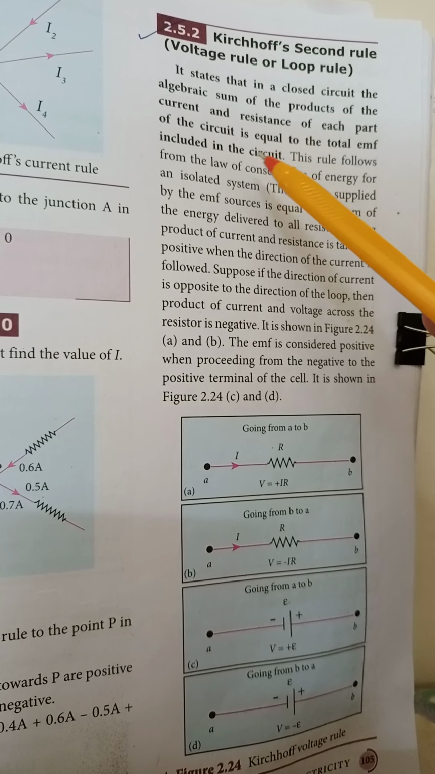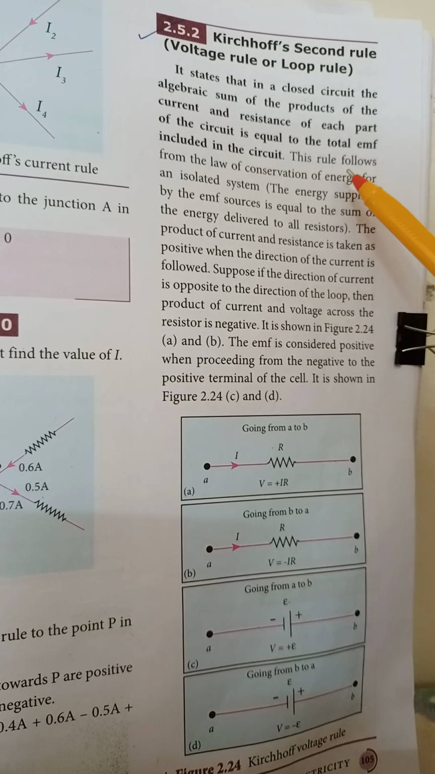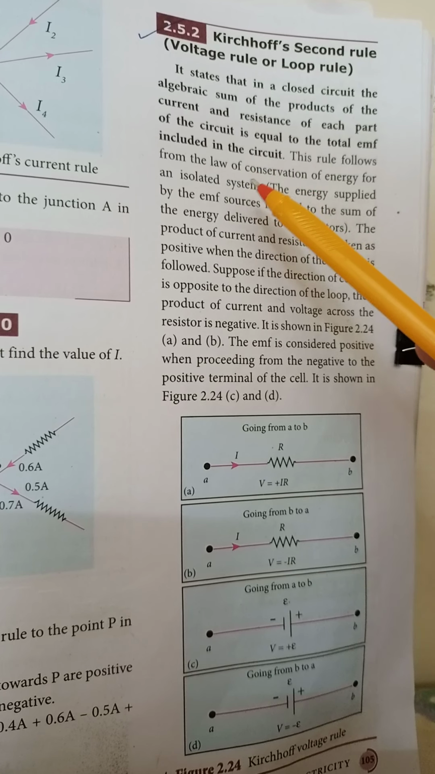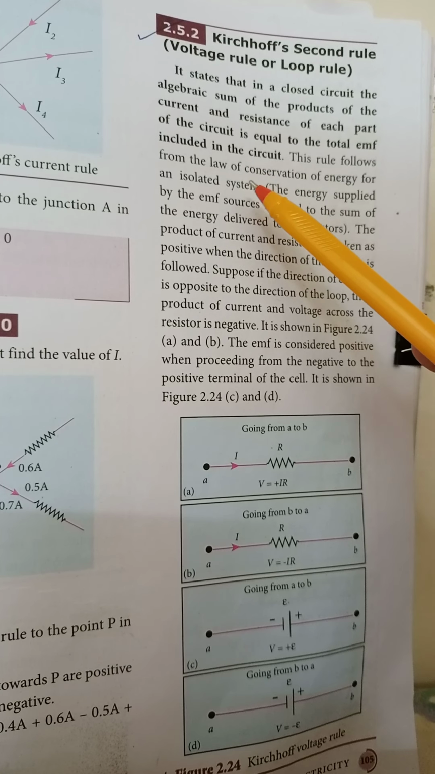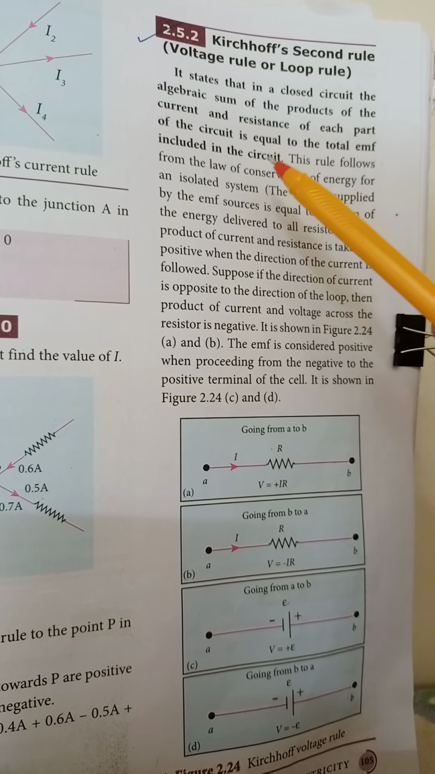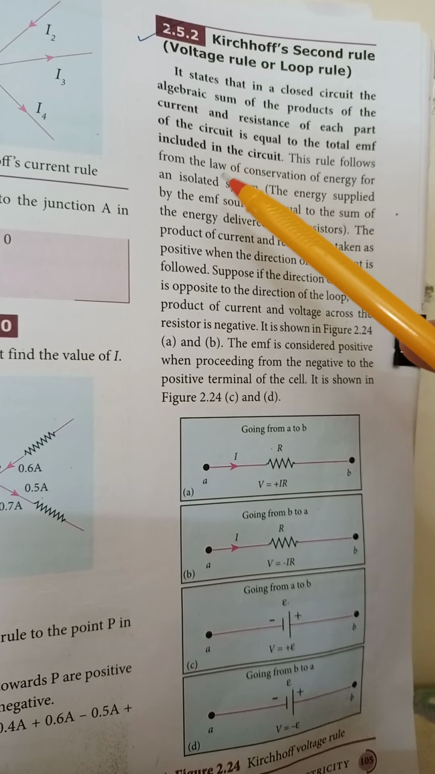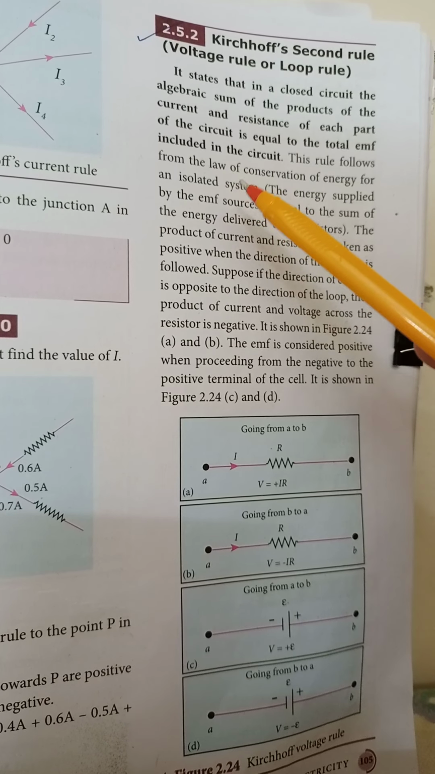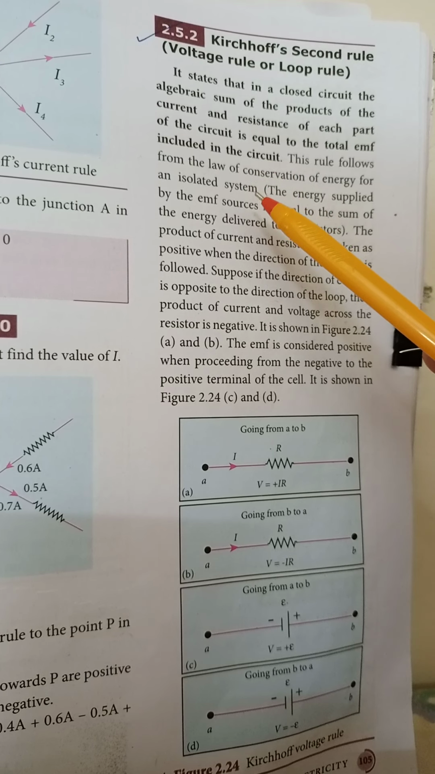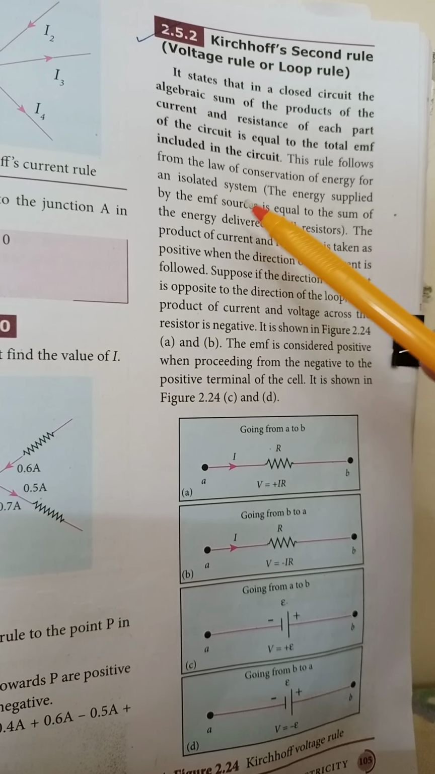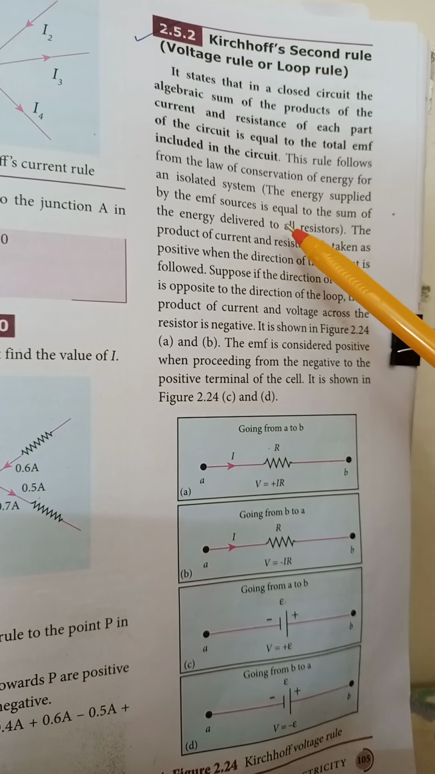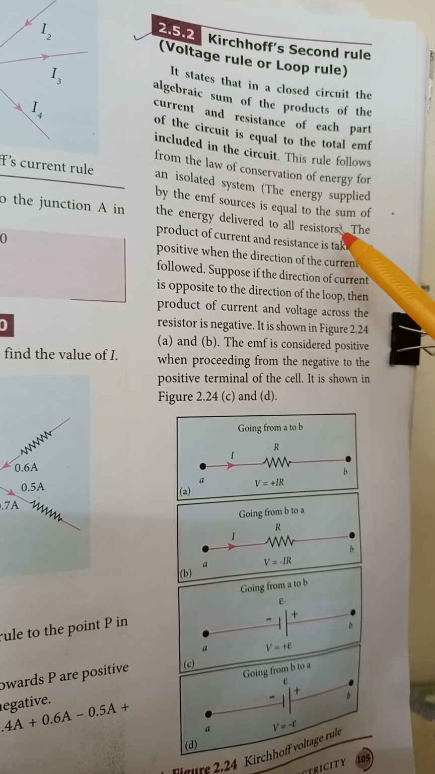This rule follows from the law of conservation of energy for an isolated system. What do we mean by the law of conservation of energy? According to this rule, the energy supplied by the EMF source in a circuit is equal to the sum of the energy delivered to all the resistors in the circuit.